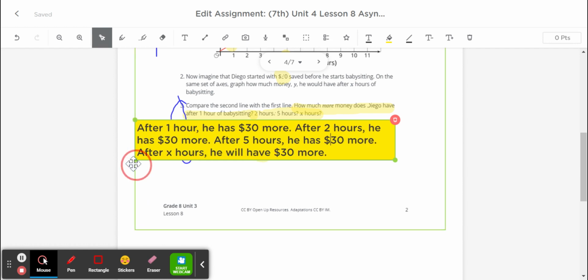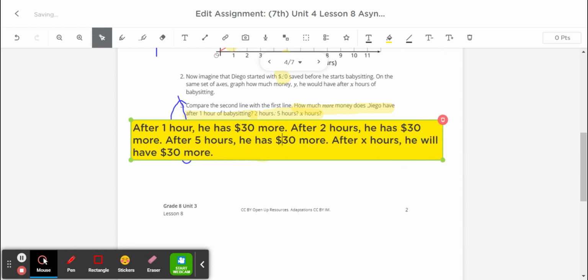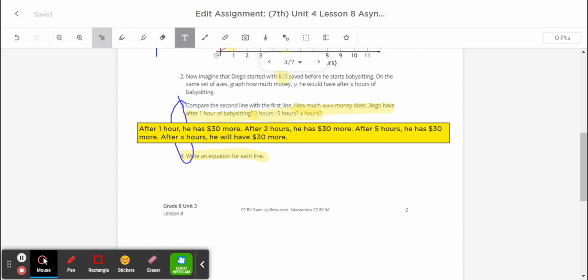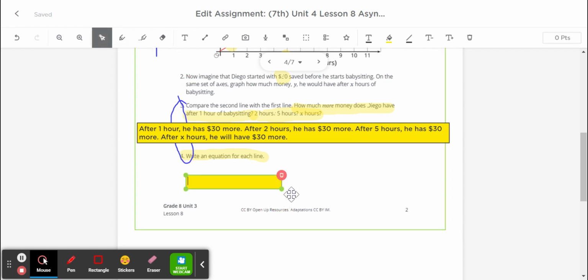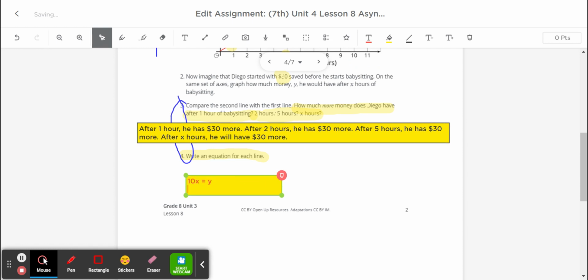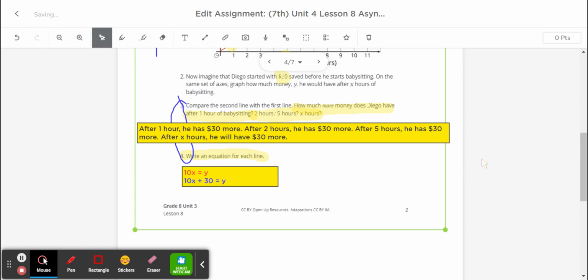And so now we have 2 equations for this situation. On the first line, we simply had to multiply X times 10 to get Y. 10X equals Y. That was on the red line, not the blue. I'm sorry, the original, the red. But on the blue line, we're multiplying 10 times X, but we're also adding that additional $30. And so these are the 2 equations for those lines.